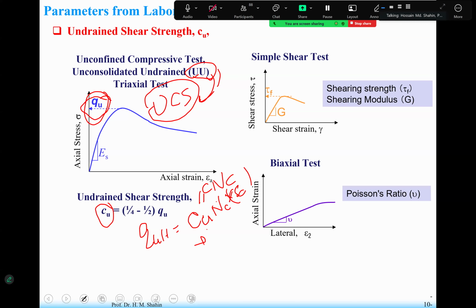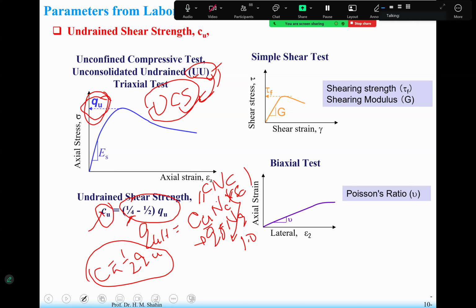And plus, if undrained condition, CU only, and then Q naught and N_Q. But here N_Q, we will use 1. So CU and C plus Q naught, ultimate bearing capacity. Then other things will not come. So if you have a UCS test or an unconsolidated undrained triaxial test, then we can get CU directly from that equation. If you have QU, then use CU equal to half QU.